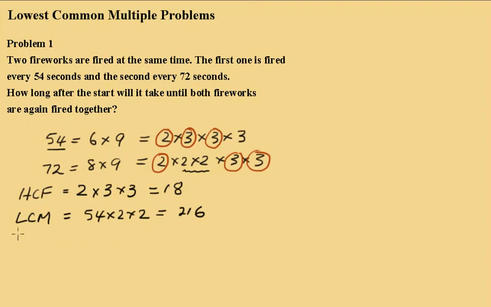Or I could have said the lowest common multiple was equal to 72 by what's left over at the top here, times 3, and that also will give us 216. So either way will give you the result, and that 216 is the time it will take for them to start again. So there'll be 216 seconds, or that is 3 minutes and 36 seconds.